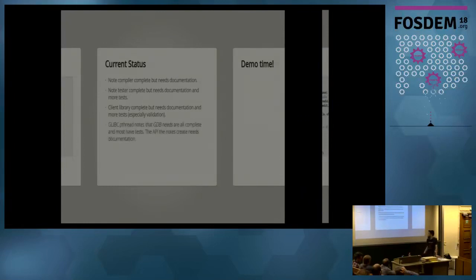I've got a set of glibc pthread notes, the ones that GDB needs, and they're all complete. Most have tests. The API that they export isn't documented, but that's relatively simple. I don't know if there are any glibc people here, but I'm hoping to get a patch mailed by February the 16th. That's my date, so I'm working on getting this all in fairly soon, hopefully.